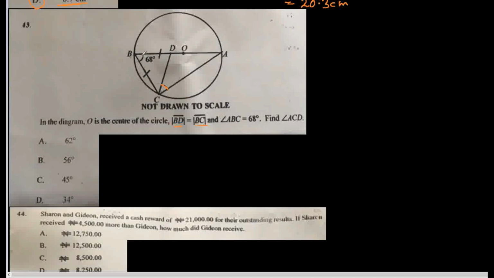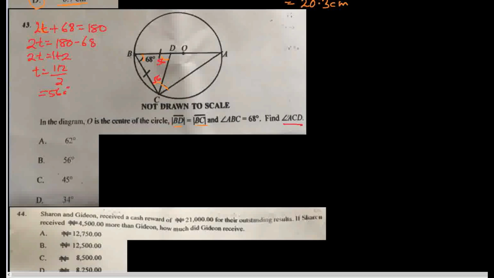Since this is 68 and it is an isosceles triangle, that means this angle and this angle will be equal, and let's call them T. So 2T plus 68 equal to 180 degrees. 2T equal to 180 minus 68. 2T equal to 112. So T will be 112 divided by 2, 56 degrees. So this is 56, this is 56.